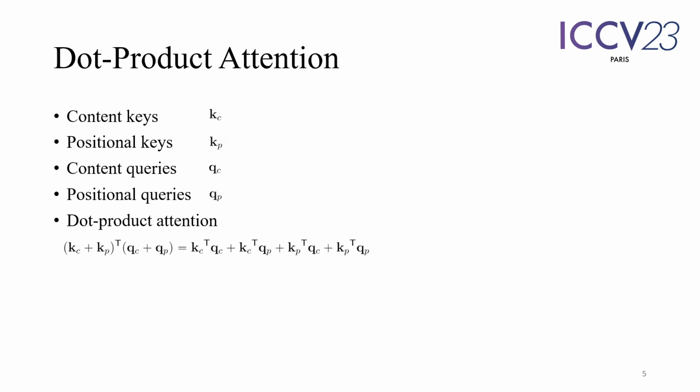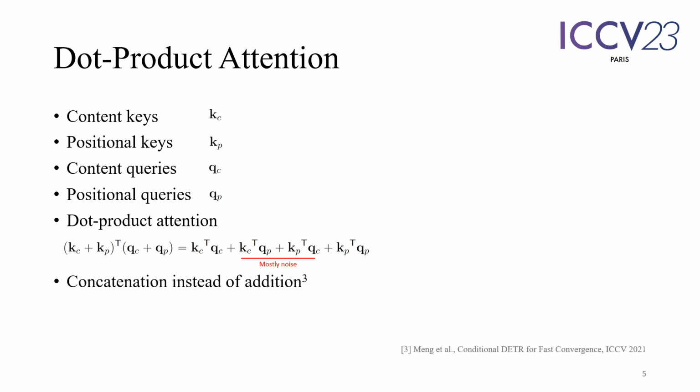To elaborate, let us first revisit the dot product attention mechanism with positional embeddings. We will denote the keys by K sub C. As they contain the visual content features of image patches, we also refer to them as the content keys. In addition, we denote the positional embeddings for the keys by K sub P, and we refer to them as positional keys. Similarly, we have content queries and positional queries, and the dot product attention can be expanded into these four terms. As we will show later, these two cross terms in the middle produce mostly noise.